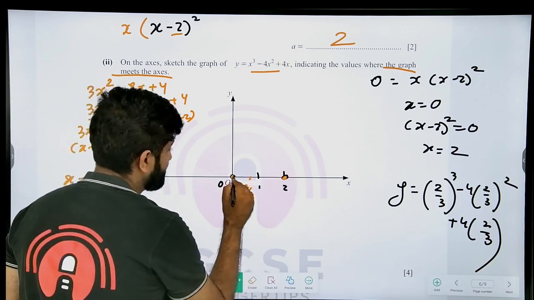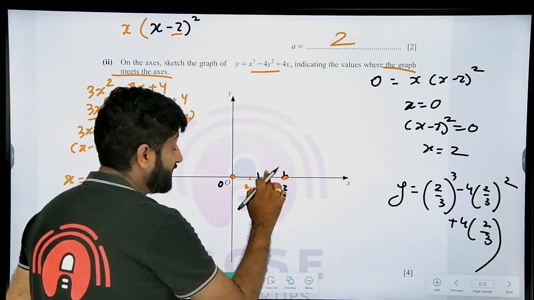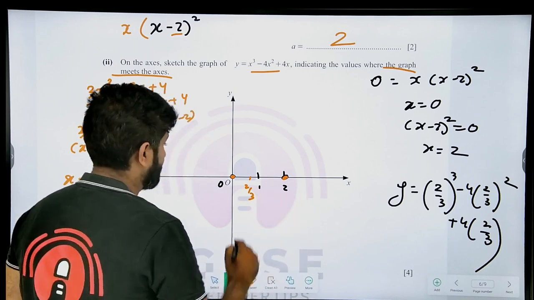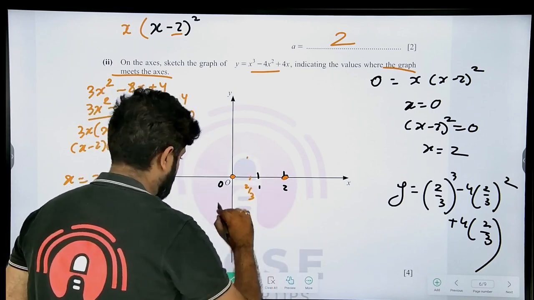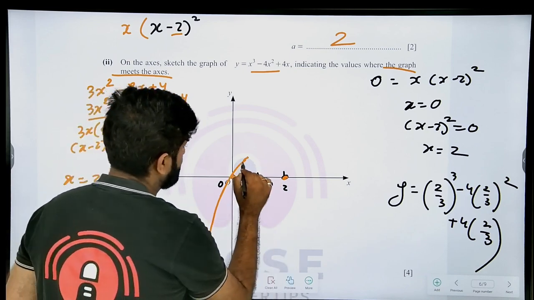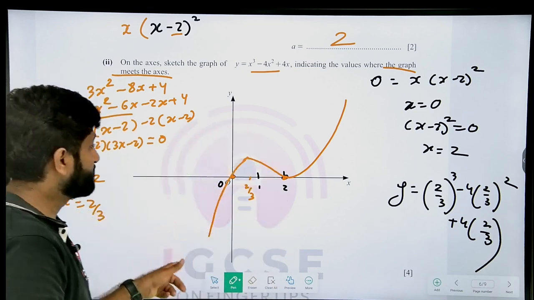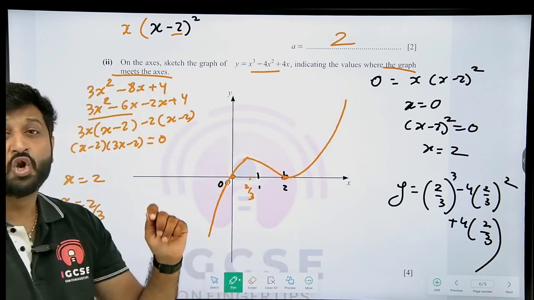The graph is going to go upwards. Now these are my x-intercepts. One of the intercepts is also a turning point, and this is one more turning point. So the graph goes upwards till it reaches a maximum value, then goes downwards and again turns in the opposite direction. This is how my graph is going to look.